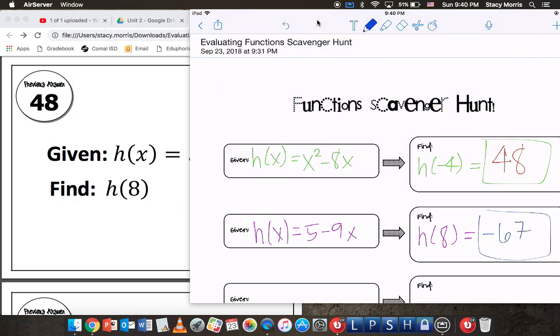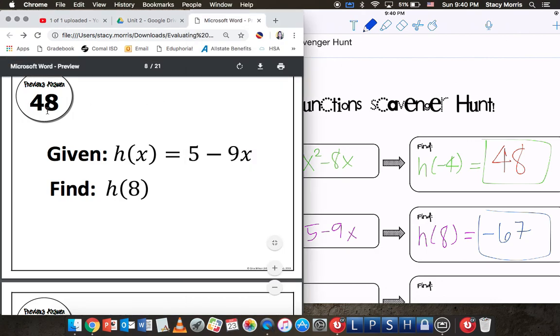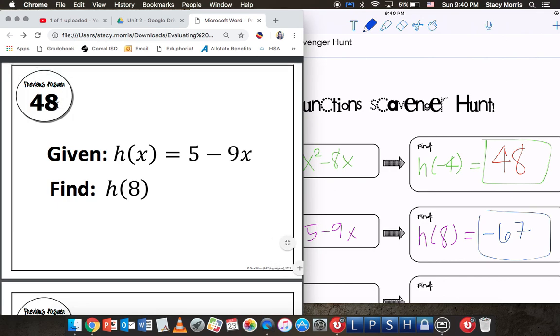So back on my paper, I'm going to write h of 8 equals negative 67. That's my answer. Now I'm going to go back to all of the papers hanging up around the class, and you're looking for negative 67 as the previous answer. That will lead you to your next problem. All right, so let me know if you have any questions, but hopefully that helps on the scavenger hunt and getting that finished up.